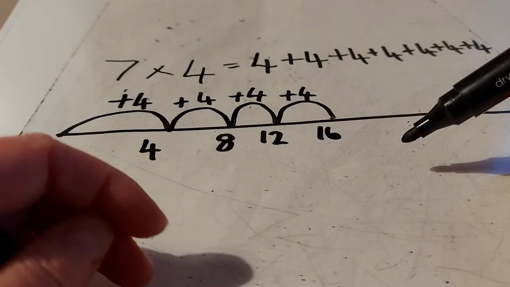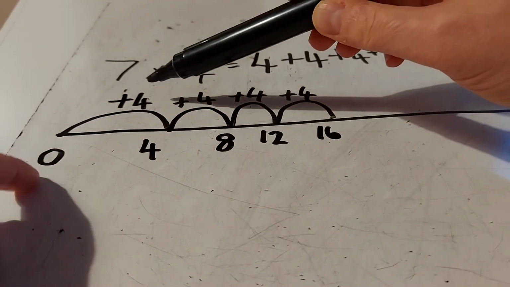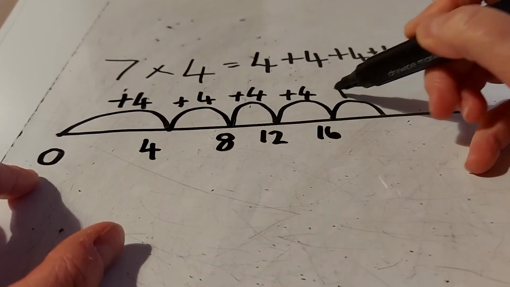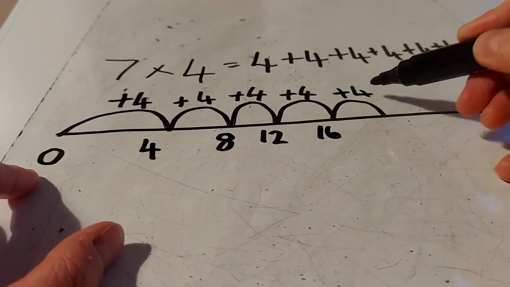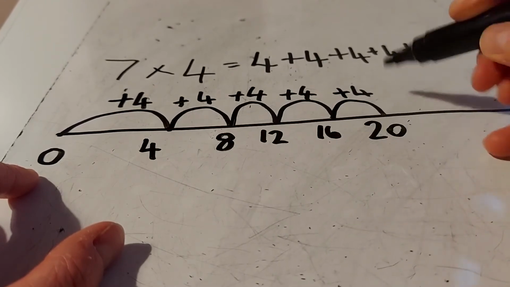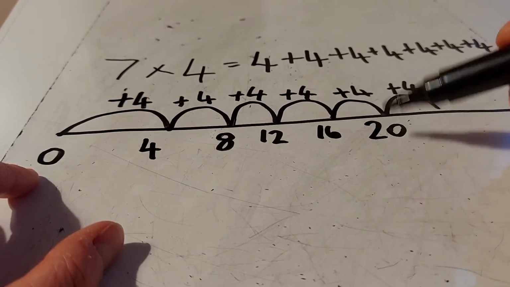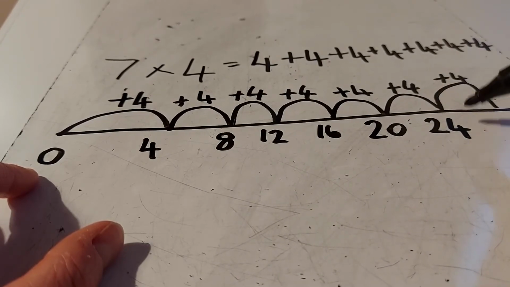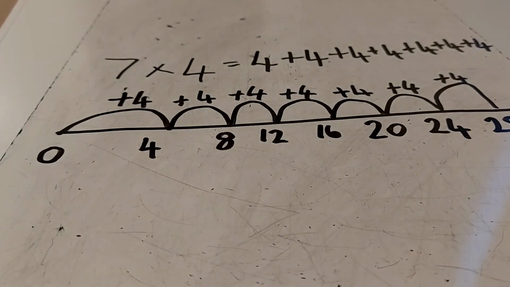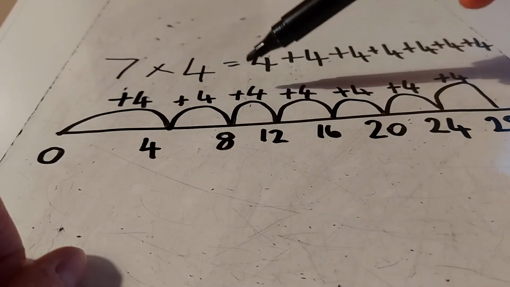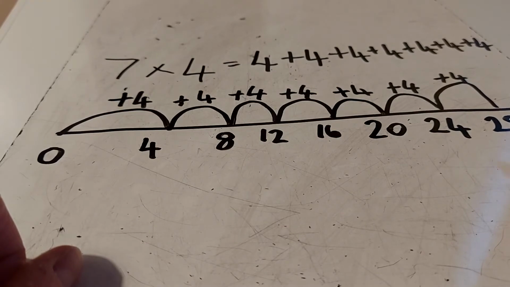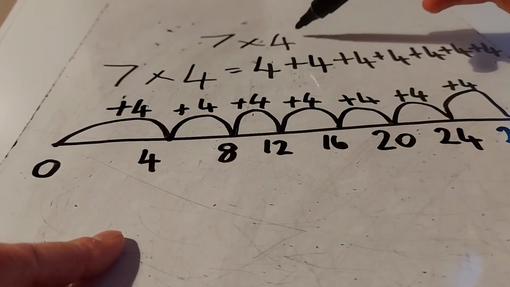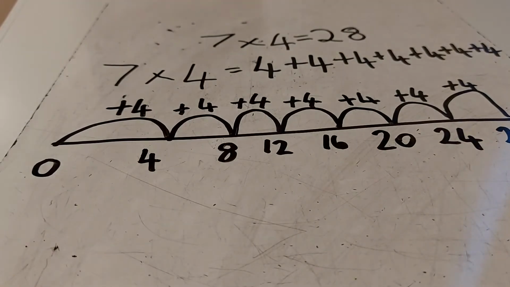Now, we have to make sure that we add the correct amount. So we started at 0, and so far we've added 1, 2, 3, 4 lots of 4. So yes, we need to keep going. Add another 4. 16 add 4. Well, 6 add 4 is 10, so we know that 16 add 4 is 20. Add another 4. 20 add 4 is 24. Add another 4. 24 add 4 is 28. So let's just double check how many 4s we've added. 1, 2, 3, 4, 5, 6, 7. And the answer that we've landed on is 28. So we've just worked out that if I write the calculation at the top, 7 lots of 4 is 28. And we did that by repeated addition.